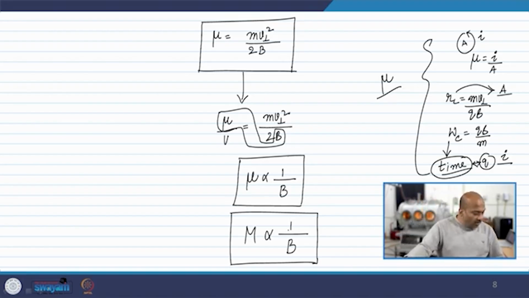So, as a result, something very interesting comes out: the plasma should not be considered as a magnetic material at all.